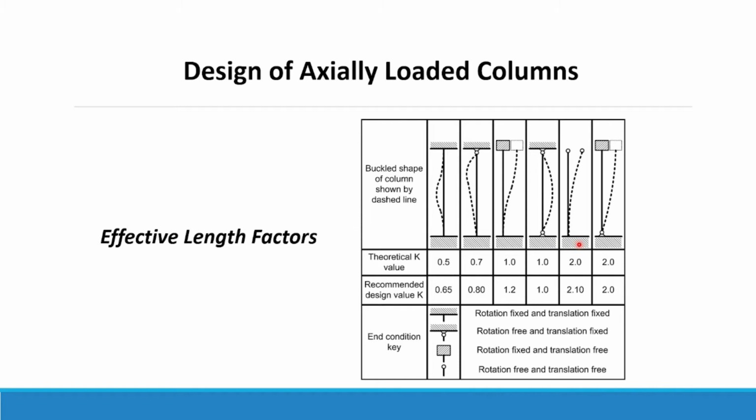And for the number 5 diagram, fixed support and no support at all, and this is the shape of the buckled column, and the recommended design value K is 2.1. And for the last diagram, we have a hinge and free support. The recommended design value K is 2. So these are the effective length factors.